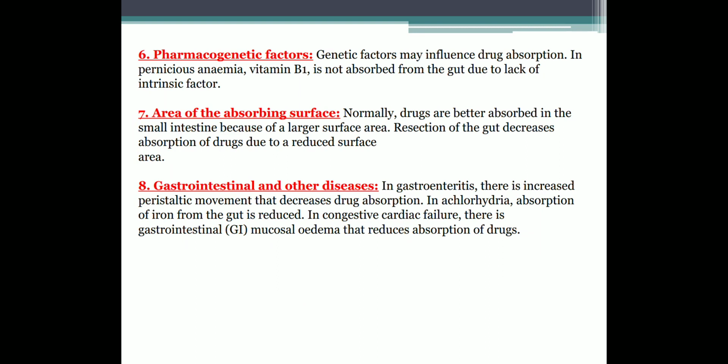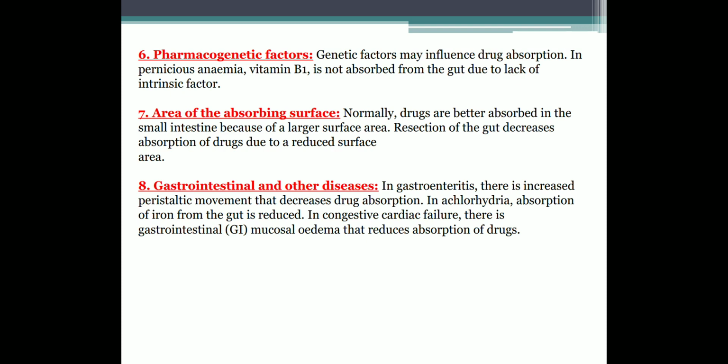Next is the pharmacogenetic factor. Genetic factors may influence drug absorption. In pernicious anemia, vitamin B12 is not absorbed from the gut due to lack of intrinsic factor. Next, area of the absorbing surface. Normally, drugs are better absorbed in the small intestine because of a larger surface area. Resection of the gut decreases absorption of drugs due to reduced surface area.